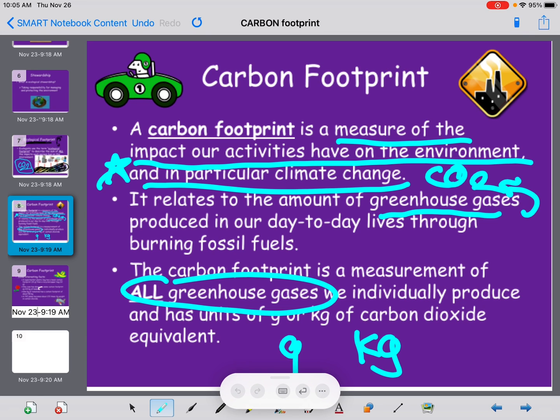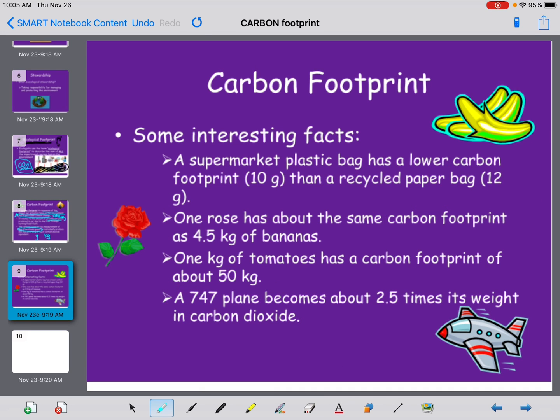But these are just some examples. Okay, so here are just some examples and comparisons. A supermarket plastic bag has a lower carbon footprint than a recycled paper bag. It's funny because you would think that the recycled paper bag would be less of an imprint, but you have to remember that energy had to go in to first make that paper bag the first time, and then energy had to go in to recreate it. The recycling process also takes up energy, right?